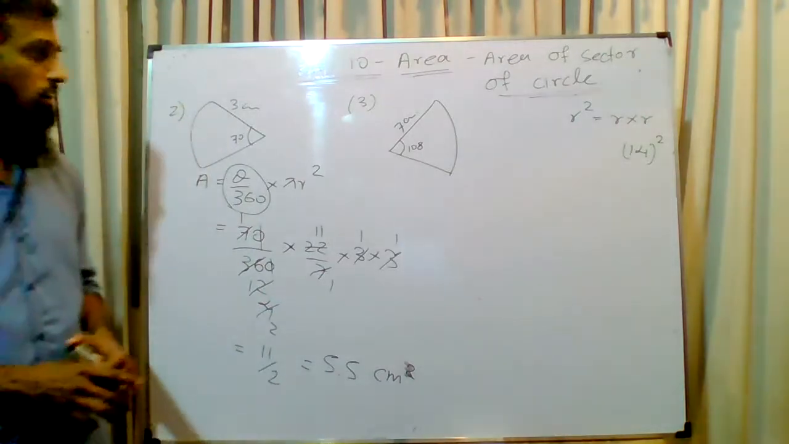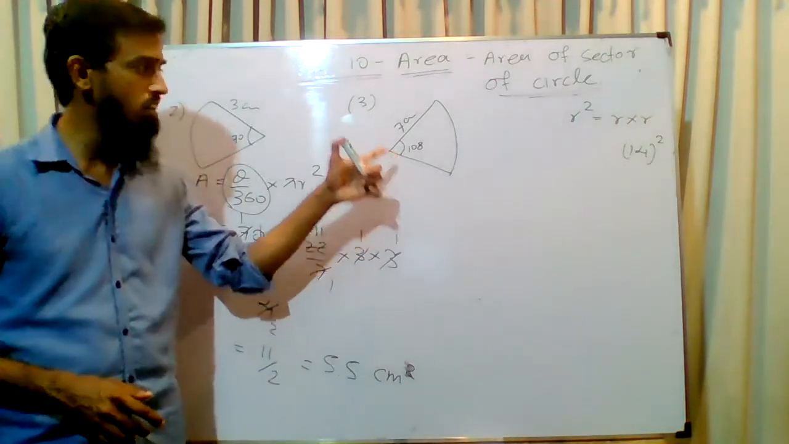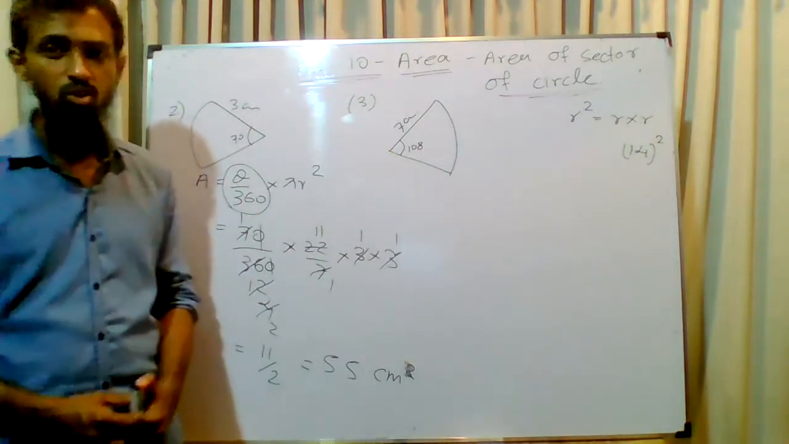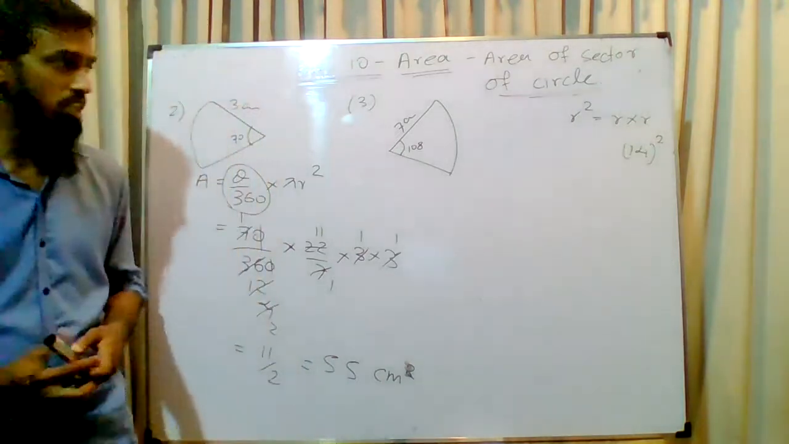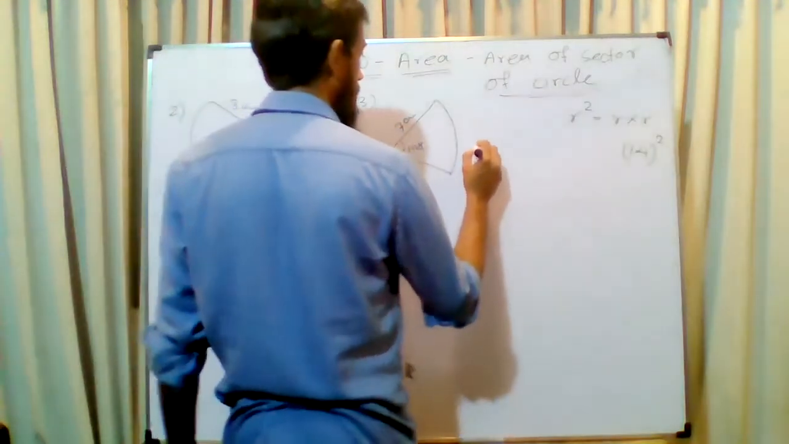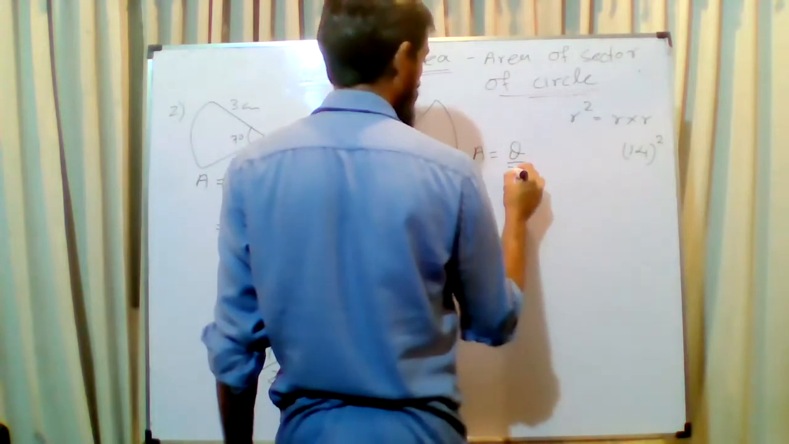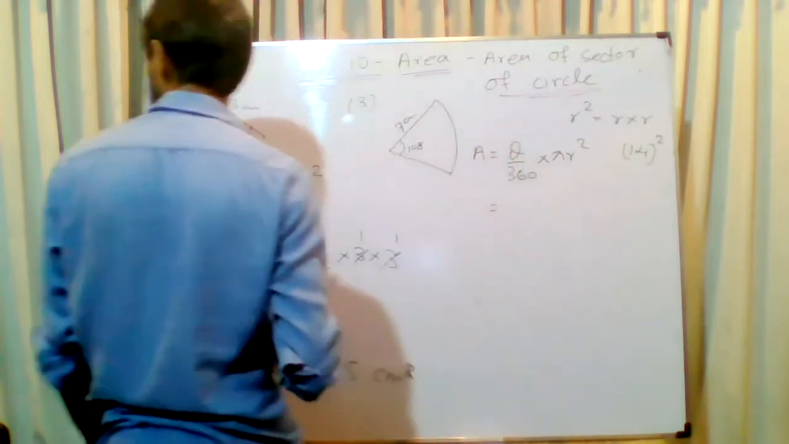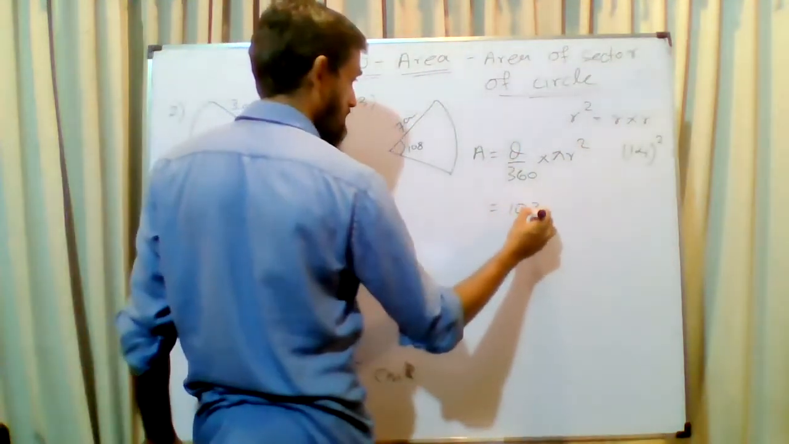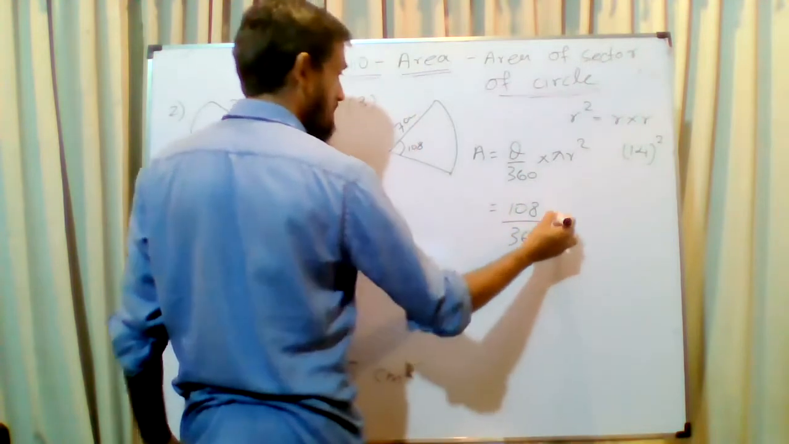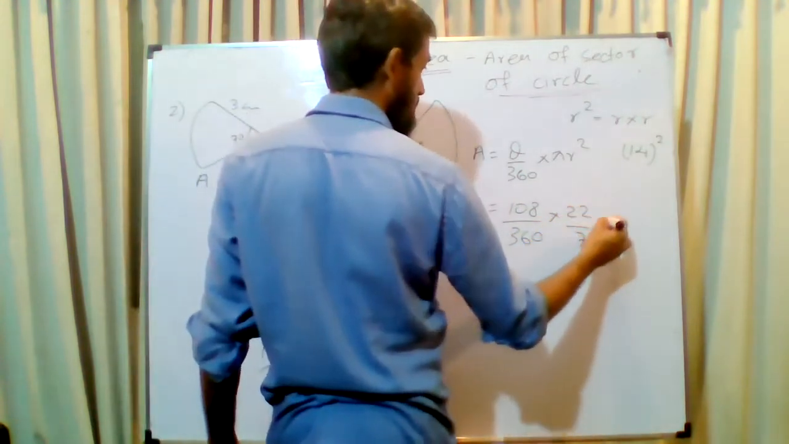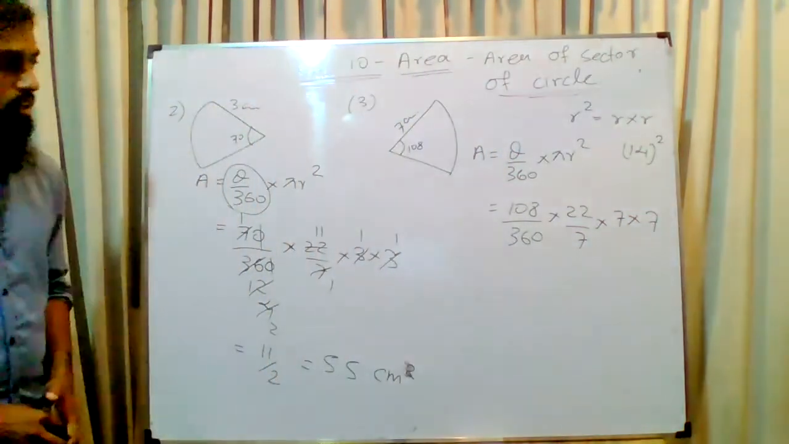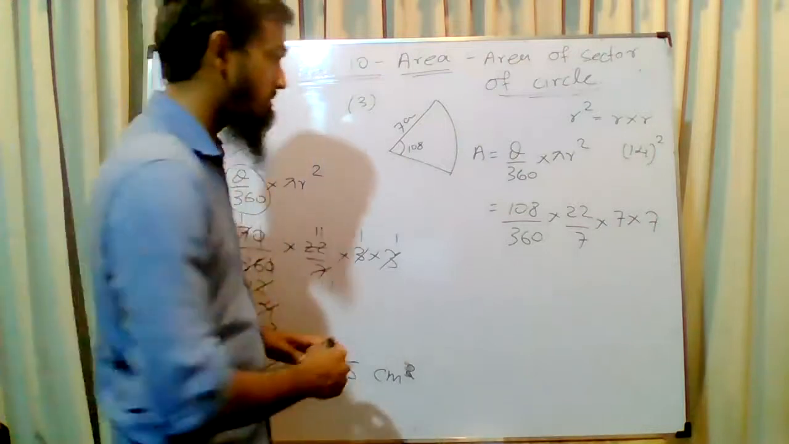So the center angle of this sector is given as 108 and the radius is given as 7 centimeter. So we don't know directly what is the portion of this sector. So we are going to use the equation. So area equals theta over 360 into pi r square. So theta is 108 over 360, 22 over 7 into 7 into 7. So we do the simplification.